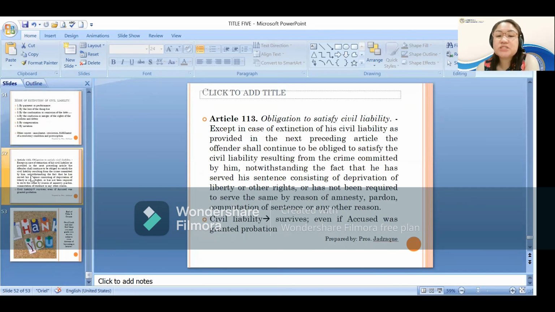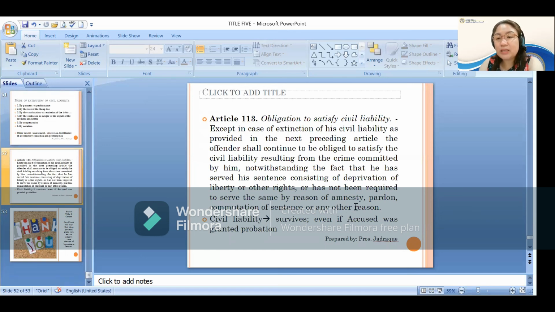Obligation to satisfy civil liability. Except in case of extinction of civil liability as provided in the next preceding article, the offender shall continue to be obliged to satisfy the civil liability resulting from the crime committed by him, notwithstanding the fact that he has served his sentence, consisting of deprivation of liberty or other rights, or has not been required to serve the same by reason of amnesty, pardon, commutation of sentence, or any other reason.